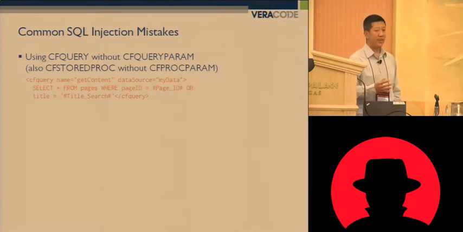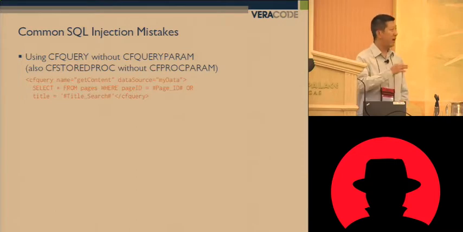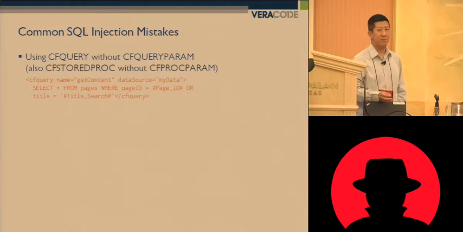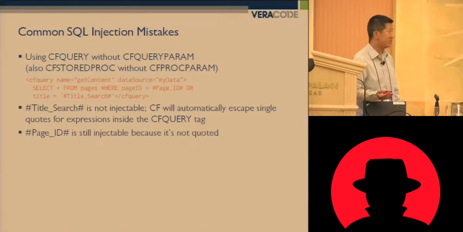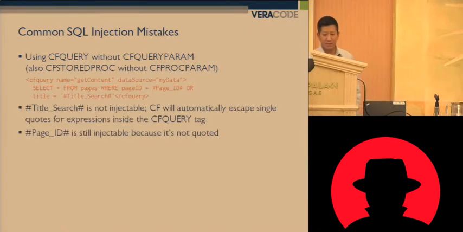So you have a CF query tag, you tell it what to query against, you put the query in there, and then as you can see, you can use CF expressions inside the query tag to populate parts of the query. So page ID is populated by the variable called page ID. Title search is populated by the variable on the page called title search. And once those variables are populated, the query is then sent to the database and executed. So pretty self-explanatory.